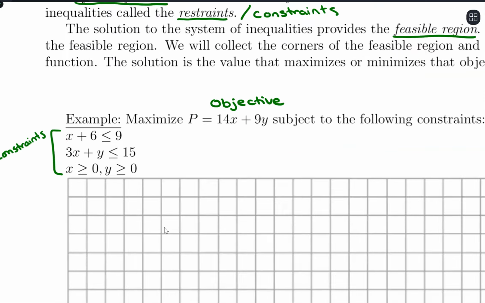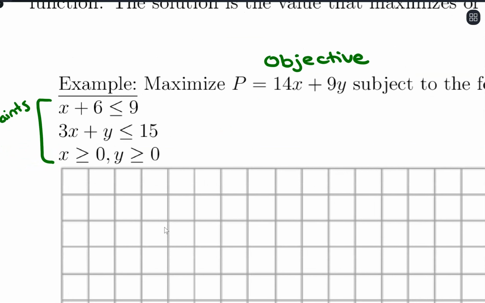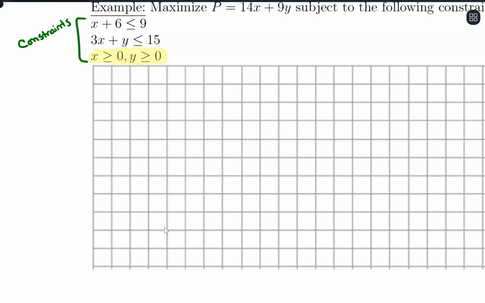So it's subject to the following constraints. x plus 6 is less than or equal to 9. 3x plus y is less than or equal to 15. And x is more than or equal to 0. y is more than or equal to 0. This x more than or equal to 0, y more than or equal to 0 is going to come up quite a bit in this section, especially for our word problems. And that's setting the restriction that x has to be positive, y has to be positive. So that means we have to be in the first quadrant. So with that, when I start making a grid here, I'm just going to focus on the first quadrant.